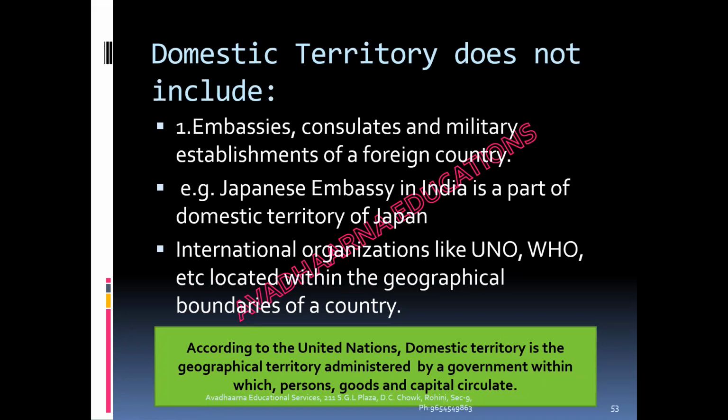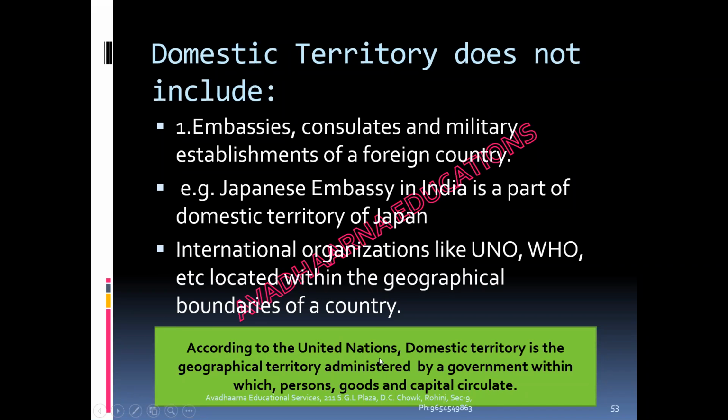But the Japanese embassy located in India, the area that embassy has occupied will not be included as domestic territory of India. That will be a part of the domestic territory of Japan. International organizations like UNO, WHO, etc., located within the geographical boundaries of a country, are also excluded from the domestic territory of the country.